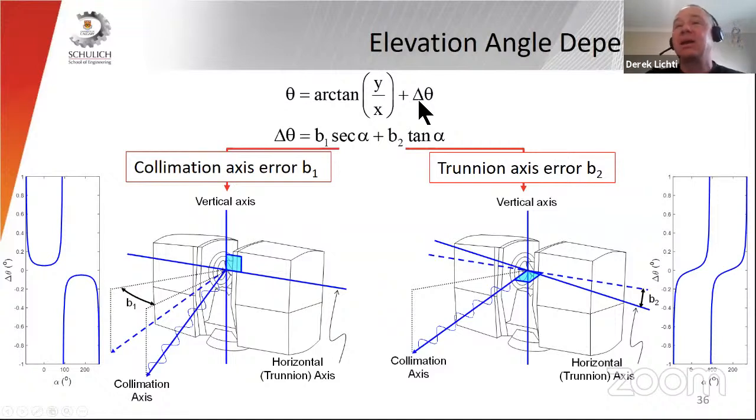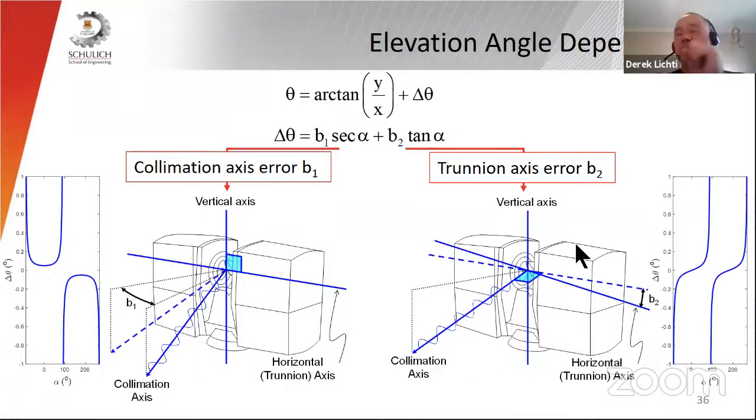So 2 of the most important errors are collimation axis error and trunnion axis error. The collimation axis error is an error that affects the horizontal directions. This is because of non-orthogonality, basically, of the laser beam and the horizontal axis. It is constant at the horizon, so at 0 elevation angle. And then as the elevation angle increases, the error in the horizontal direction increases with the secant of the elevation angle. So it's more or less constant for a long time, and then it increases quite suddenly, which you can see from the graph on the left.